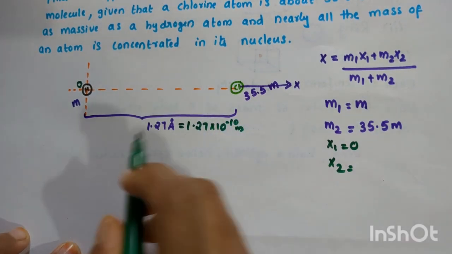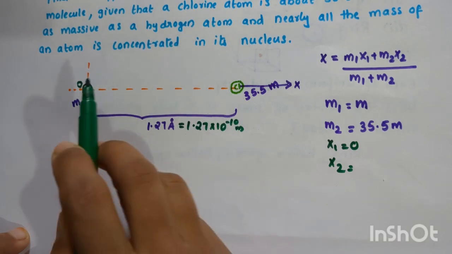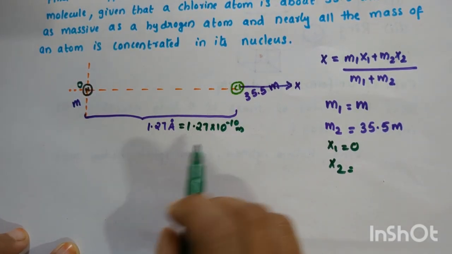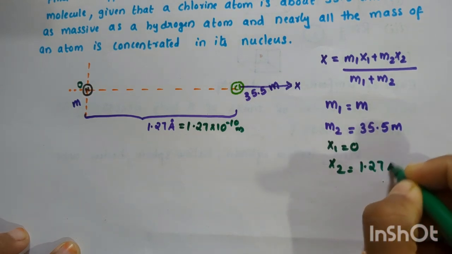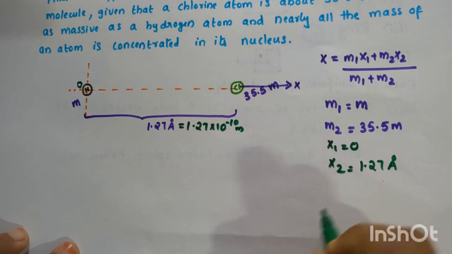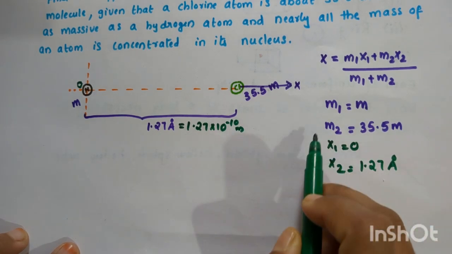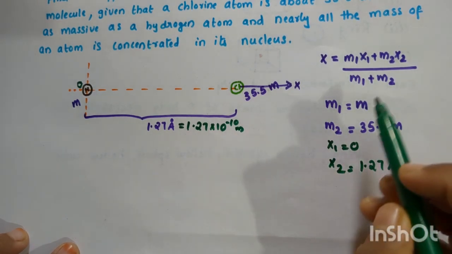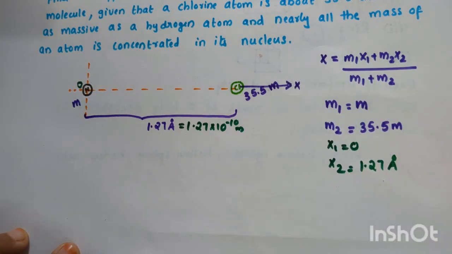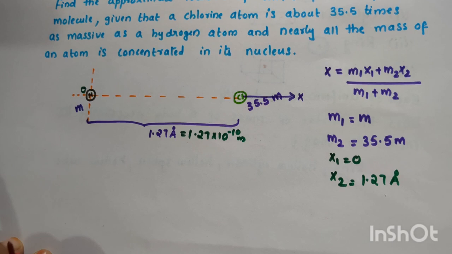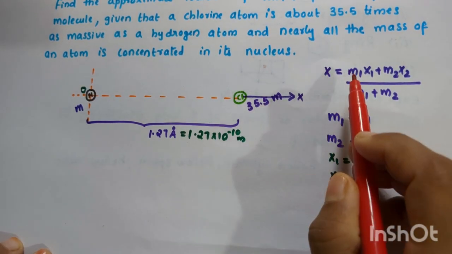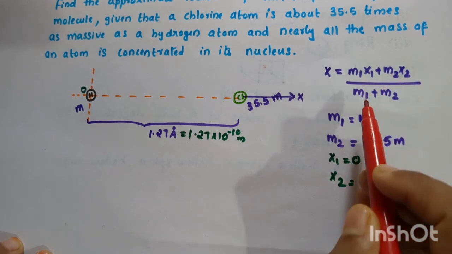So x2, the distance to the chlorine atom from the origin, with the hydrogen atom at the origin, is this distance of 1.27 angstrom, or 1.27 into 10 raised to minus 10 meter. So we have m1, m2, x1 and x2. We just substitute these values into this formula to get the location of the center of mass. The position coordinate of the center of mass is given by x equals m1 x1 plus m2 x2 divided by m1 plus m2.